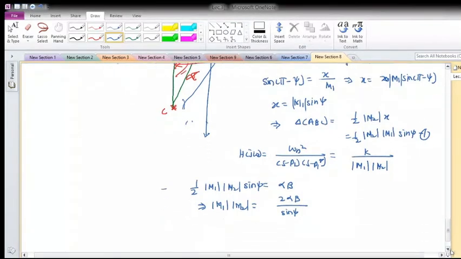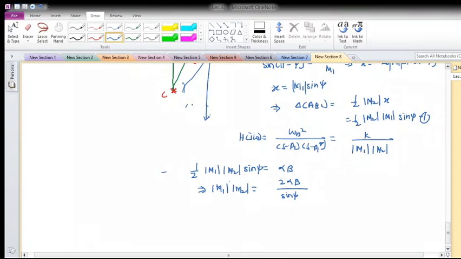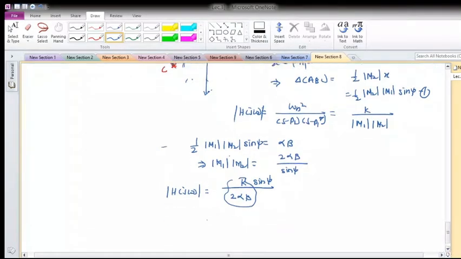Let me put this in my magnitude of H of j omega. Your magnitude of H of j omega will be k upon m1 m2, which will be replaced by k sine psi upon 2 alpha beta. This will be your constant k upon 2 alpha beta into sine psi. Fine.